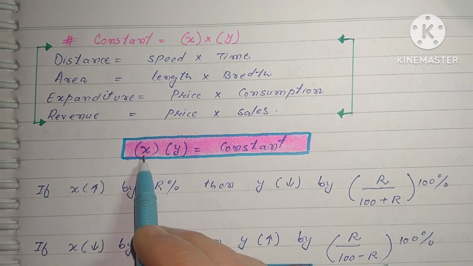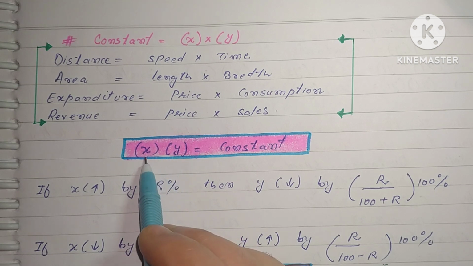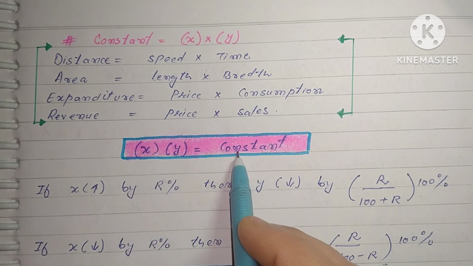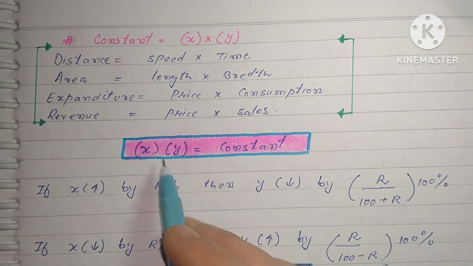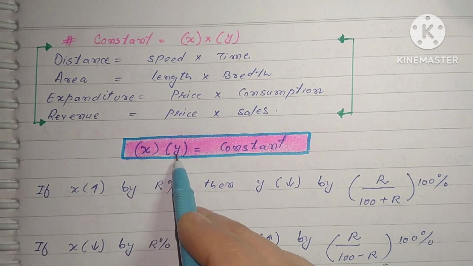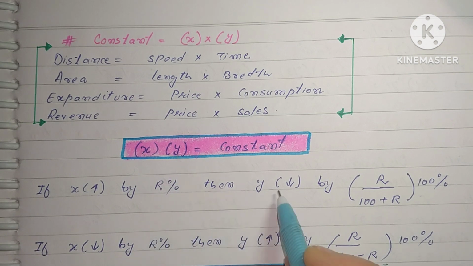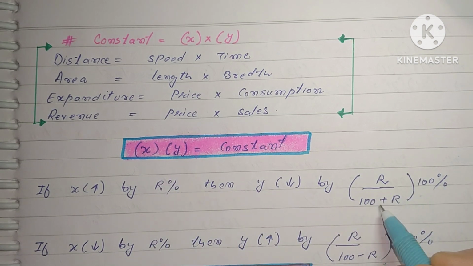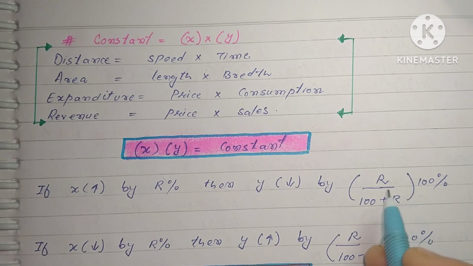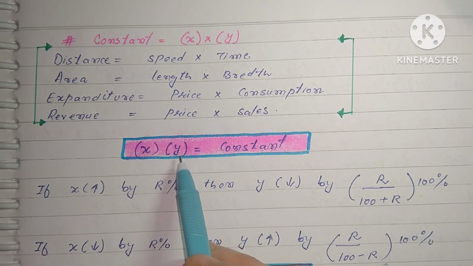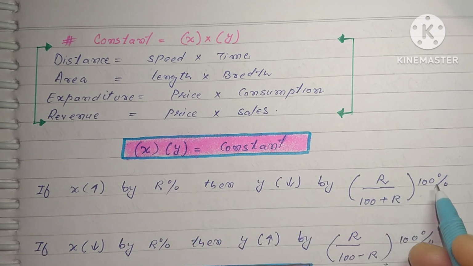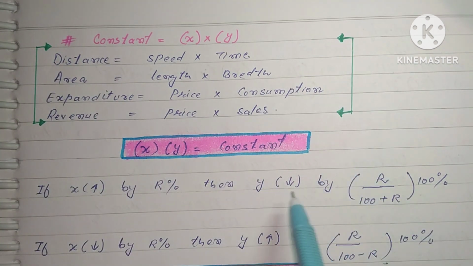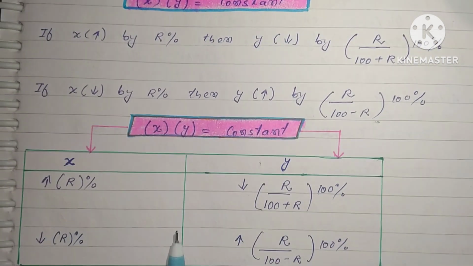If x increases, then y has to decrease. If x decreases, then y has to increase so that the product remains constant. If the quantity x increases by r%, then y has to decrease by how much percentage? Then y has to decrease by r divided by 100 plus r into 100%. And if x decreases by r%, then y has to increase by r divided by 100 minus r into 100%. That is the basic concept of this type of questions. Again, look at the table.